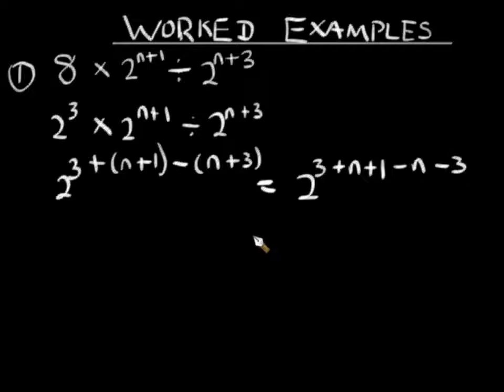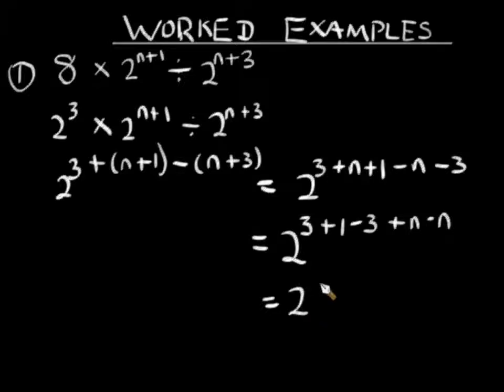So let's collect the like terms and see what we have. So let's put numbers to number and alphabet to alphabet. So we have 3 plus 1 minus 3. Those are what we have. Plus n minus n. So here, this gives us 2 raised to power 3 plus 1 minus 3 plus n minus n. That's what we have. So 3 plus 1 gives us 4.